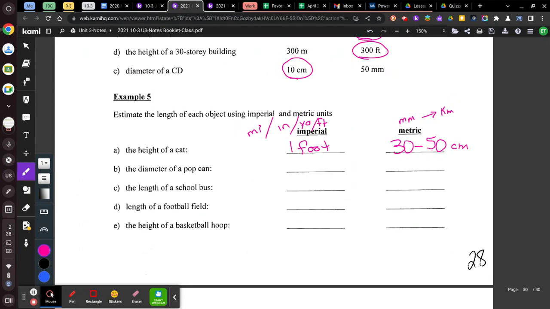Okay, the diameter of a pop can. So we take our pop can and we measure the top of it all the way across, or the bottom. How far across is it? It's 2 inches. So we would say 2 inches.